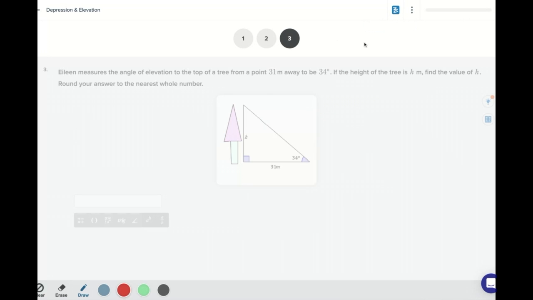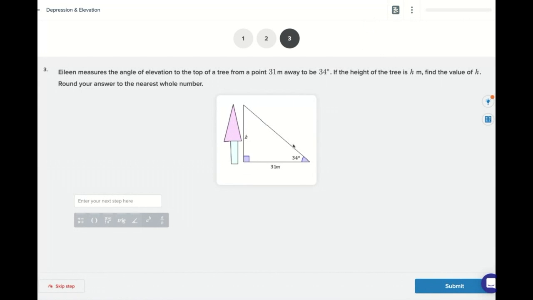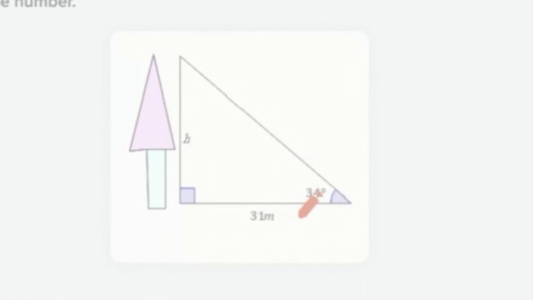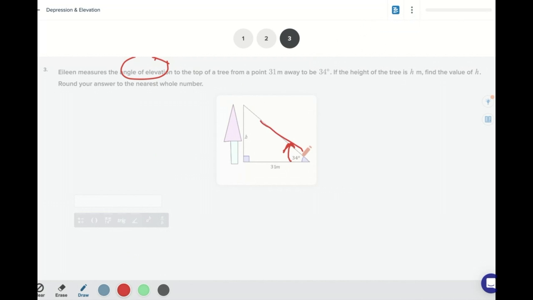And the last one here, this is an example of a kind of real-world problem you'll be given, like on the homework. They're saying angle of elevation. That's this right here, because it's looking straight up at the top of the tree. At the top of the tree, here to here, like that. Boom, top of the tree.